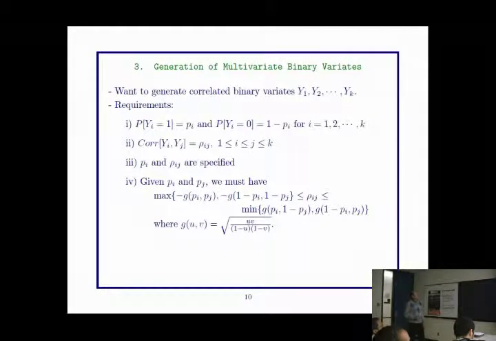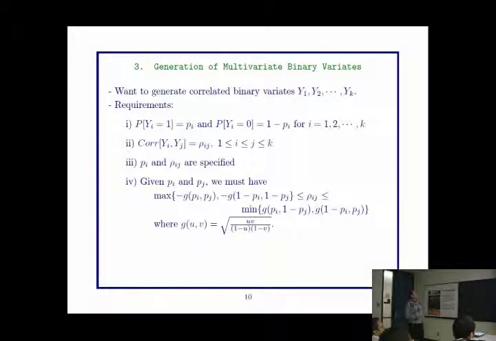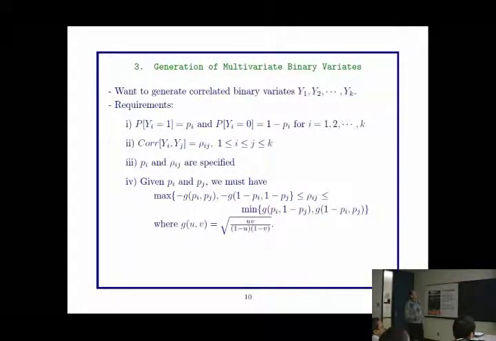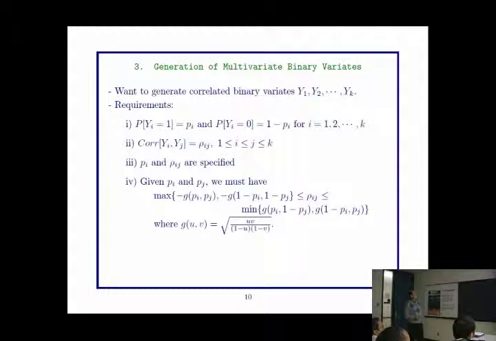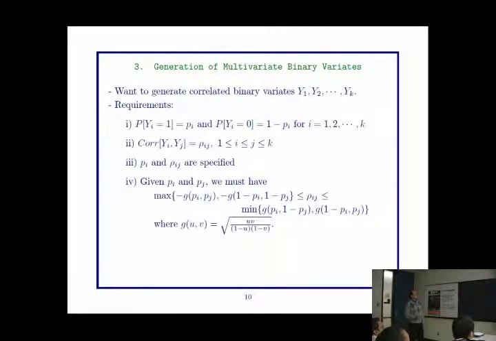But for the time being, we focus on this binary space. So we are going to generate binary variables y1, y2, ..., yk with this marginal probability, and there we have correlations rho ij. So pi's and rho ij's are specified.